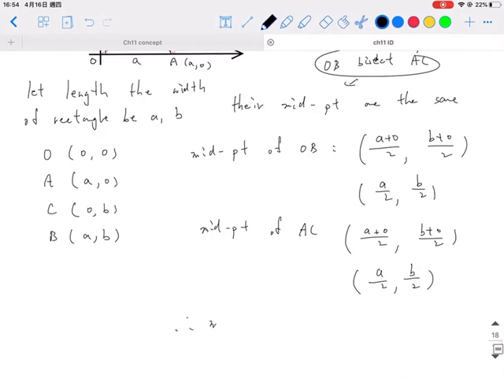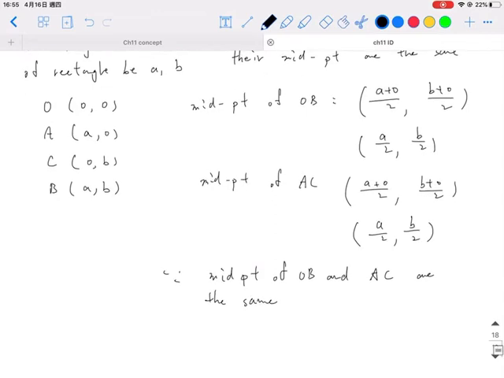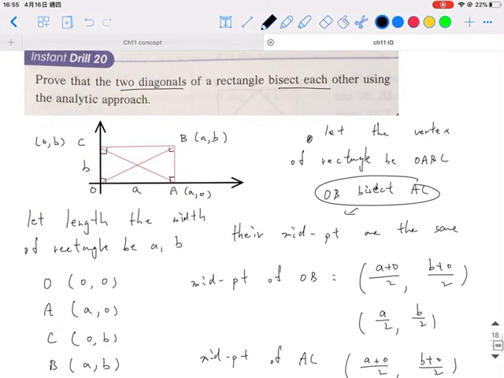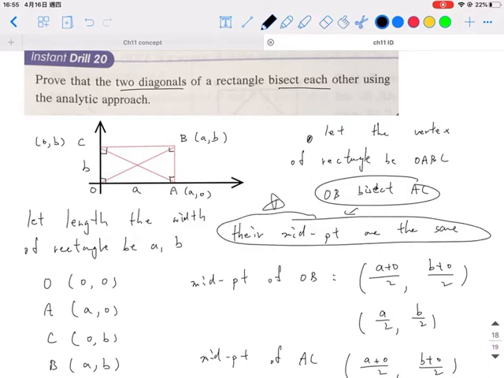So because the midpoints of OB and AC are the same, therefore OB and AC bisect each other. Okay, so the key point of instance drill 20 is, remember, the midpoint. The midpoints of these two lines are the same.